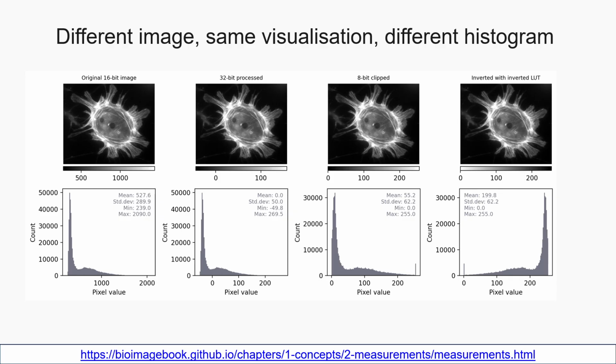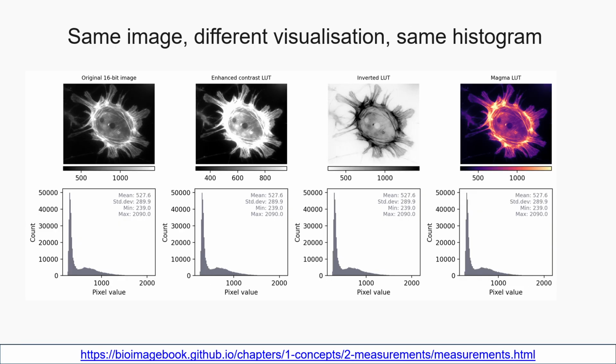Here we see that different images can be displayed using the same visualization settings, while producing different histograms. Although the display method remains consistent, the underlying data distributions differ. The histogram therefore provides information about image content that may not be immediately obvious through visual inspection alone. This makes histograms a valuable tool for quality control and image comparison.